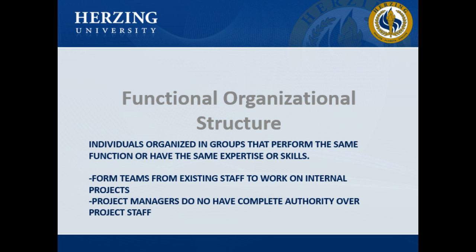The first structure is the functional organizational structure. This involves individuals organized in groups that perform the same function or have the same expertise or skills. These teams are formed from existing staff within an organization and they work on internal projects. The project managers do not have complete authority over the project staff because they are still under the span of control of their immediate manager.